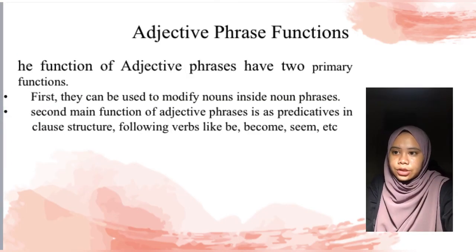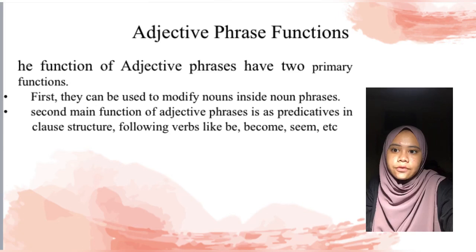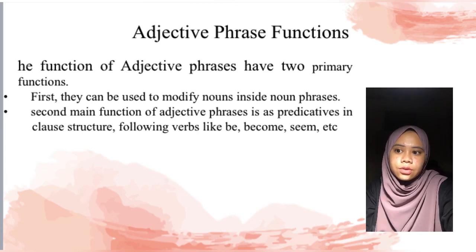Adjective phrase function. Adjective phrases have two primary functions. First, they can be used to modify a noun inside a noun phrase. Second, the main function of an adjective phrase is as a predicative in clause structure following verbs like be, become, seem, etc.